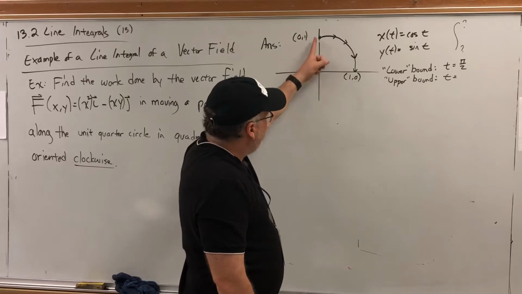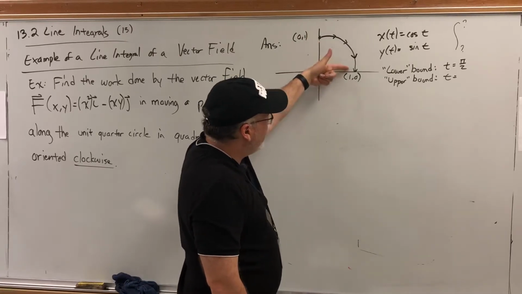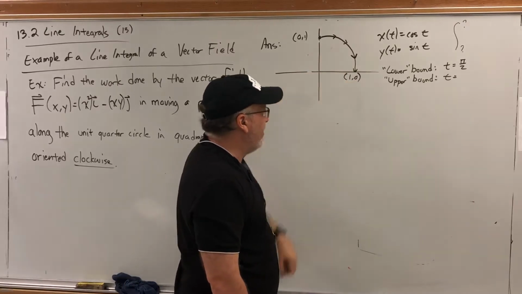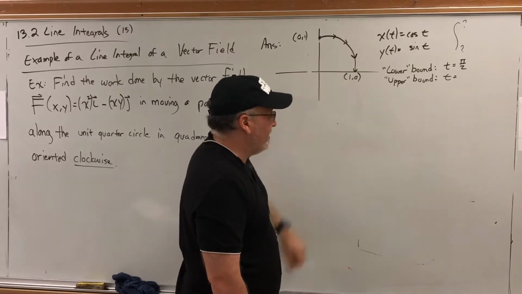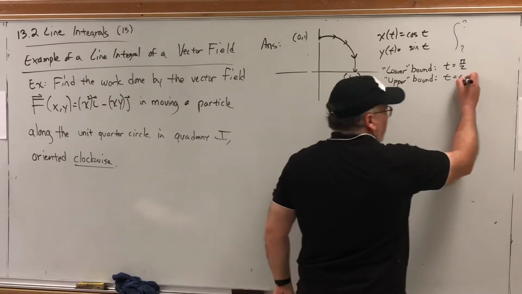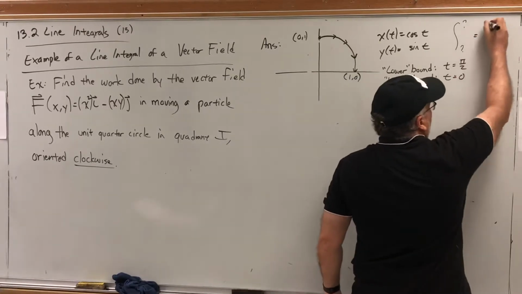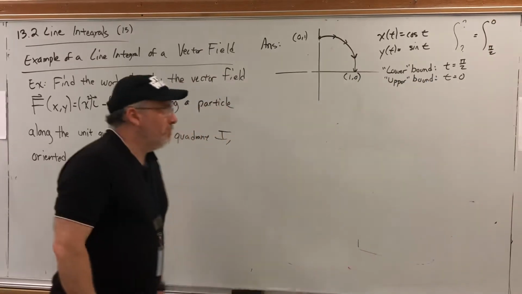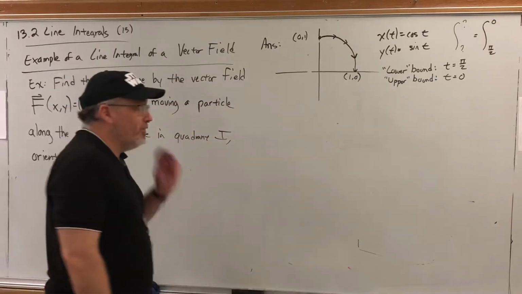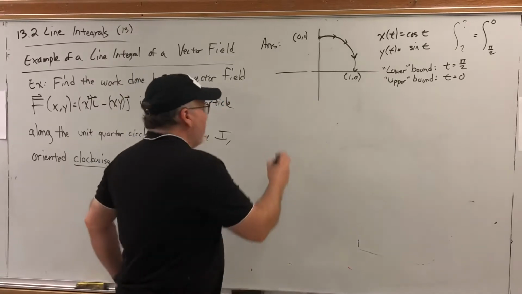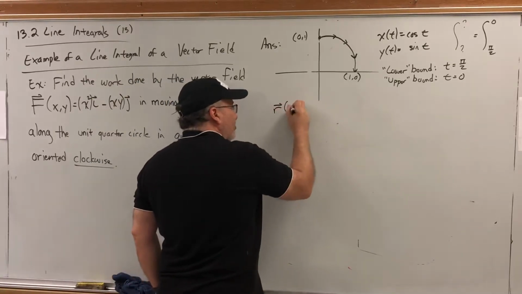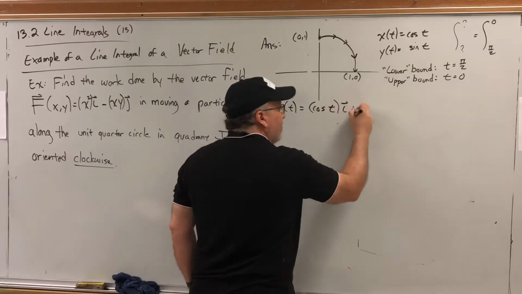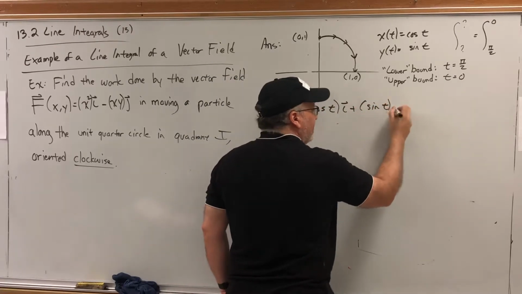So if we're over here at the beginning, then we need to be over here at the end, and what value of t would give us a cosine of 1 and a sine of 0? The answer is t equals 0. So when we set up our integral, it will be from pi over 2 to 0, which looks weird, but it's perfectly legitimate. All right, so now we have our position function. Our position function is going to be cosine t i plus sine t j.